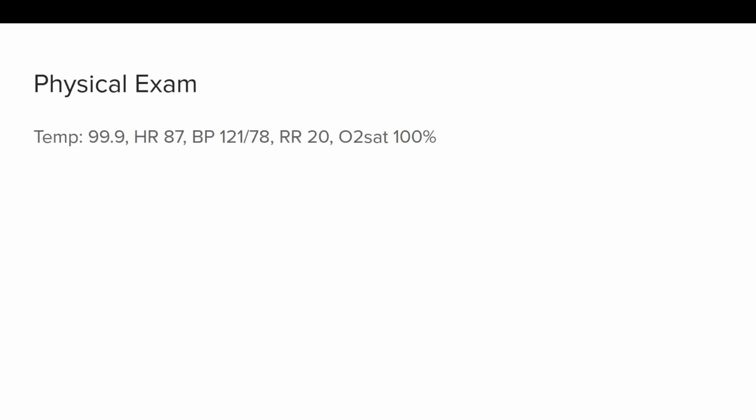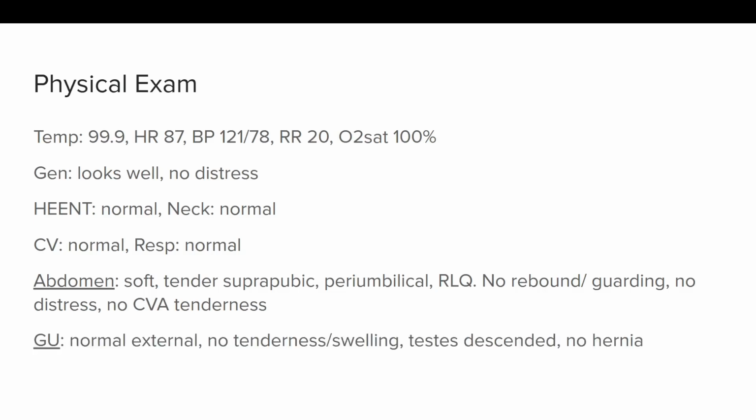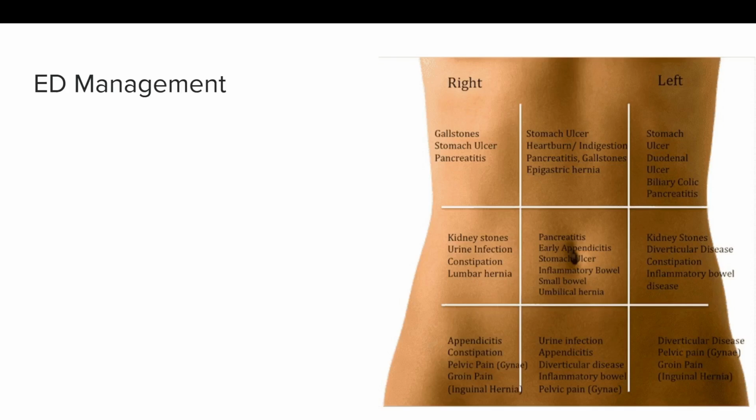On exam, his vital signs were stable in the emergency department. He looked well. Skipping down to his abdominal exam, it was soft, tender, with suprapubic, periumbilical, and right lower quadrant tenderness. There was no rebound or guarding, no distress, no costovertebral angle tenderness. His genitourinary exam was also normal, without any testicular or penis tenderness or swelling. The testes were descended bilaterally, and there was no hernia.